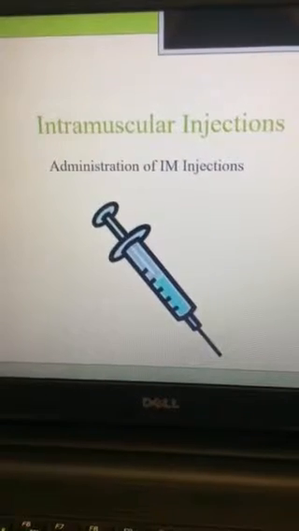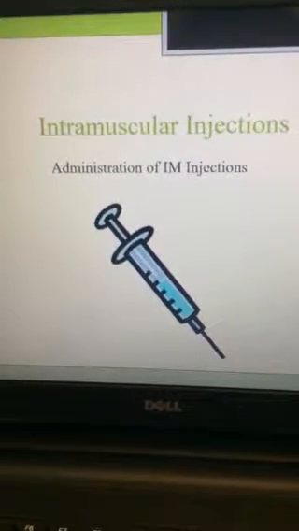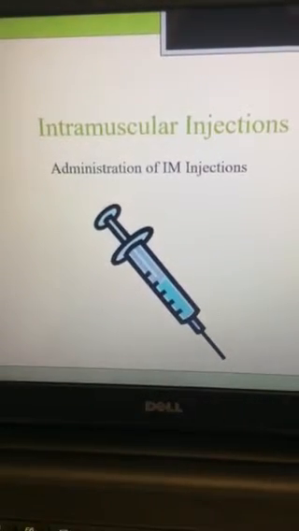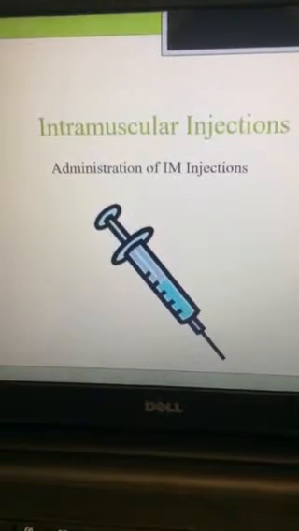This is a slide diagram of a needle to do administration of IM injections. You see the needle there with the cap has already been removed, and then the syringe and the plunger.